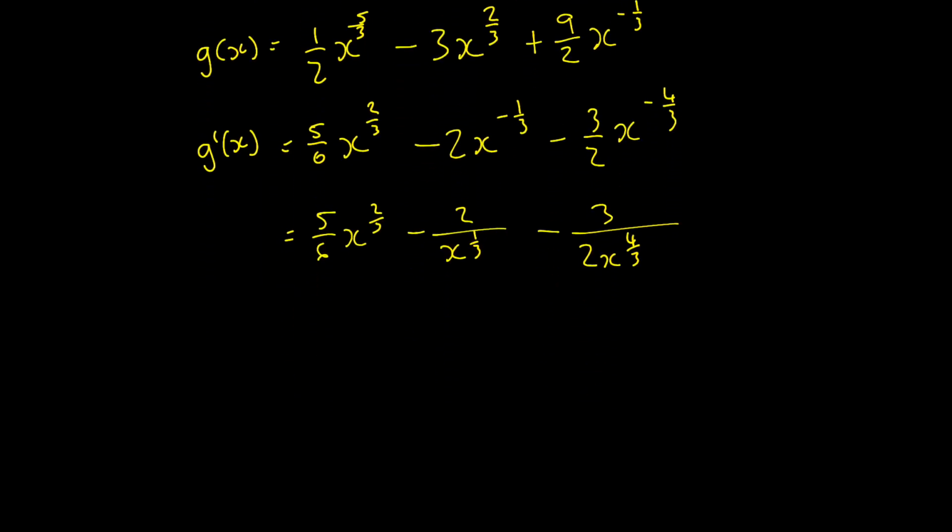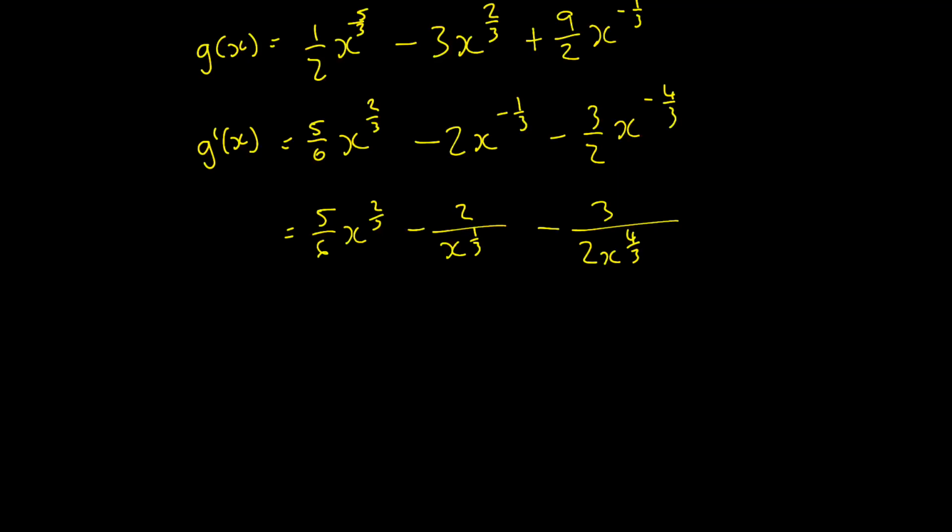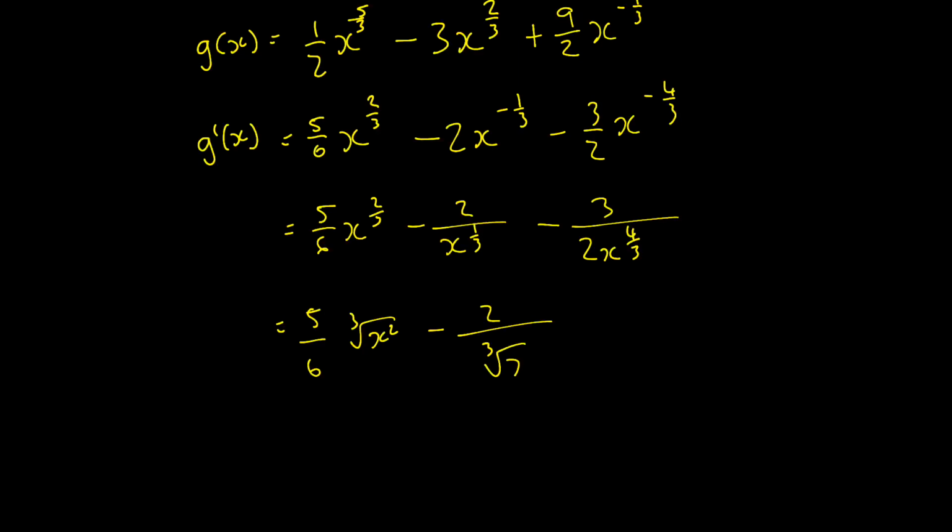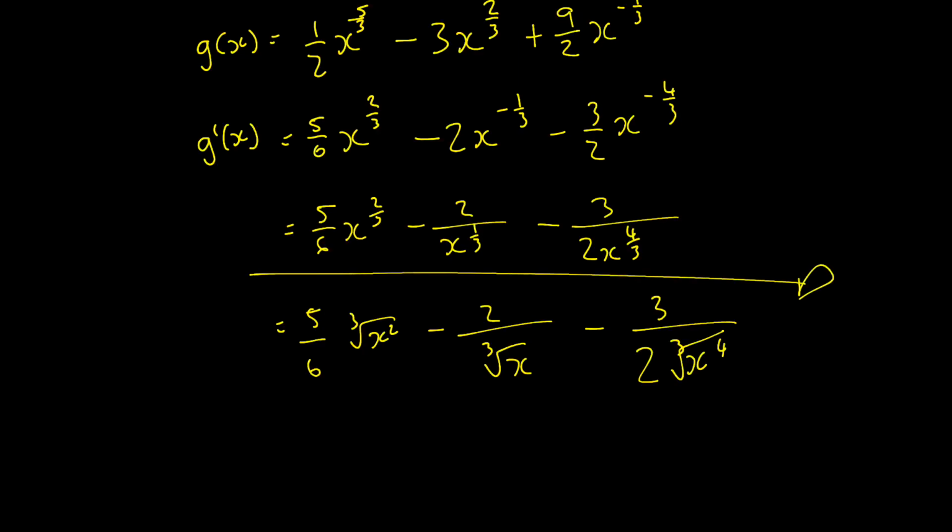All right, you will see some textbooks go even further than that and say that this is 5 over 6 cube root of x squared minus 2 over the cube root of x minus 3 over 2 times the cube root of x to the 4. Okay, it's not normally necessary to leave it like that in surd form. So if you leave your answer in that form, as long as the exponents are positive, then that's absolutely fine.